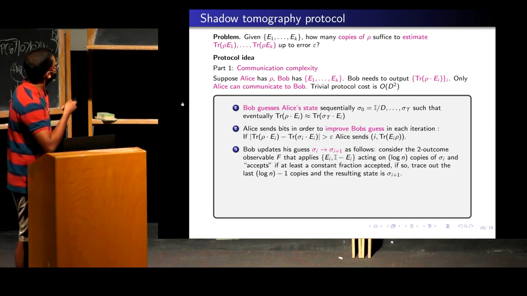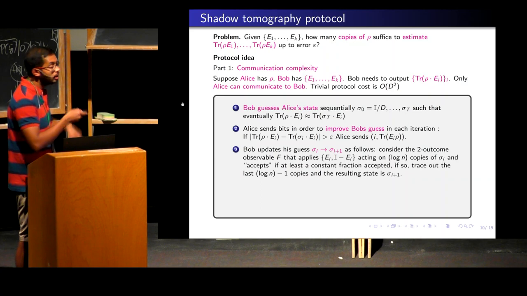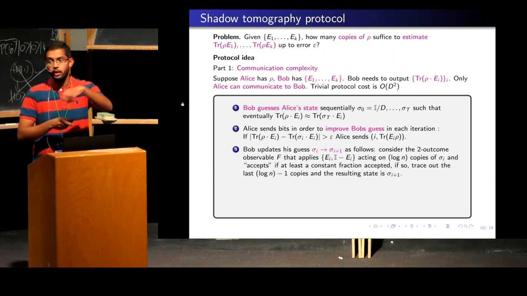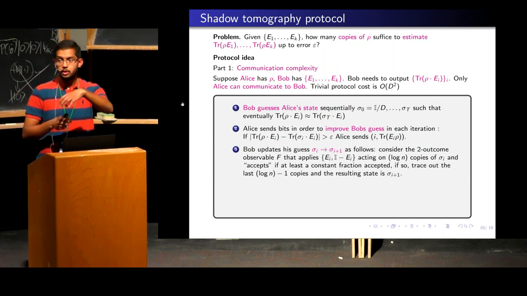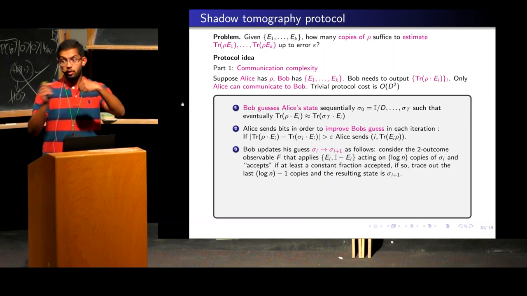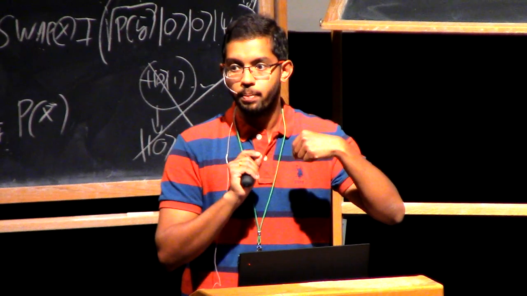The other trivial protocol: because she knows all E1 to EK, she could have just sent trace of row E1, trace of row E2, all the way to trace of row EK. But the communication cost here is K. And I'm going to give you an exponentially more efficient algorithm than K. Sorry if I wasn't clear.